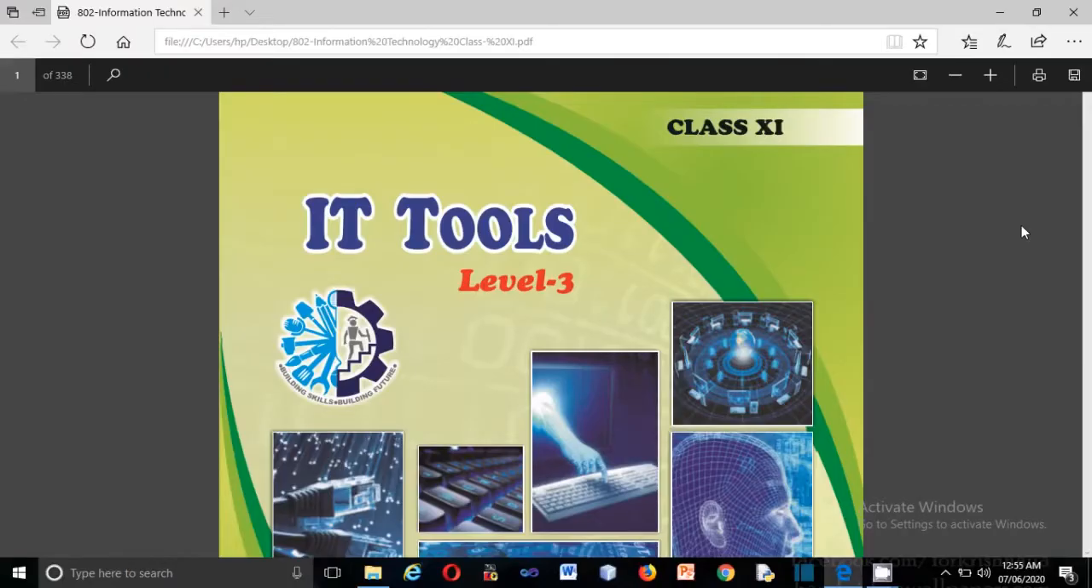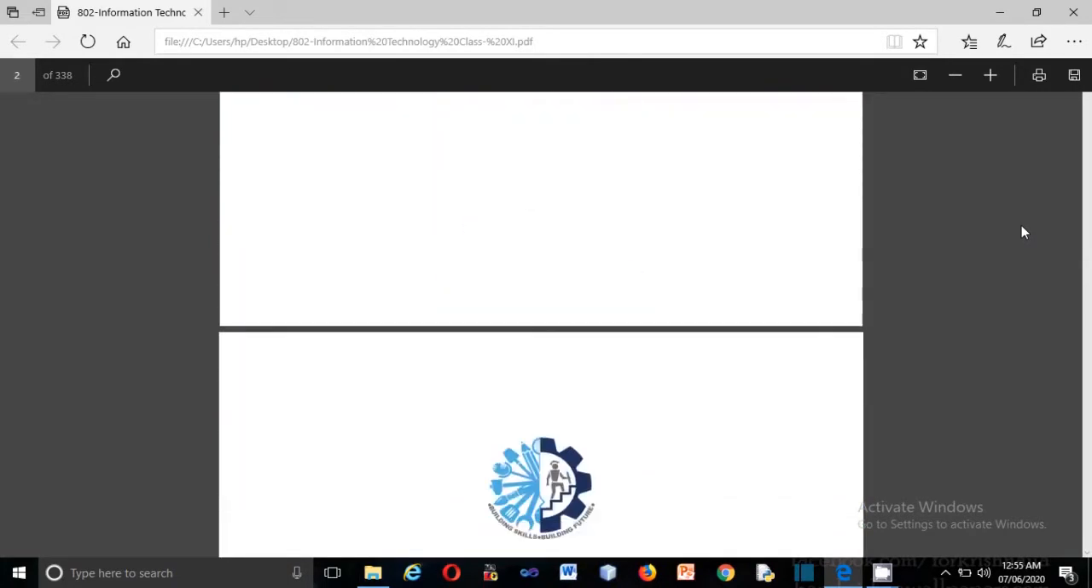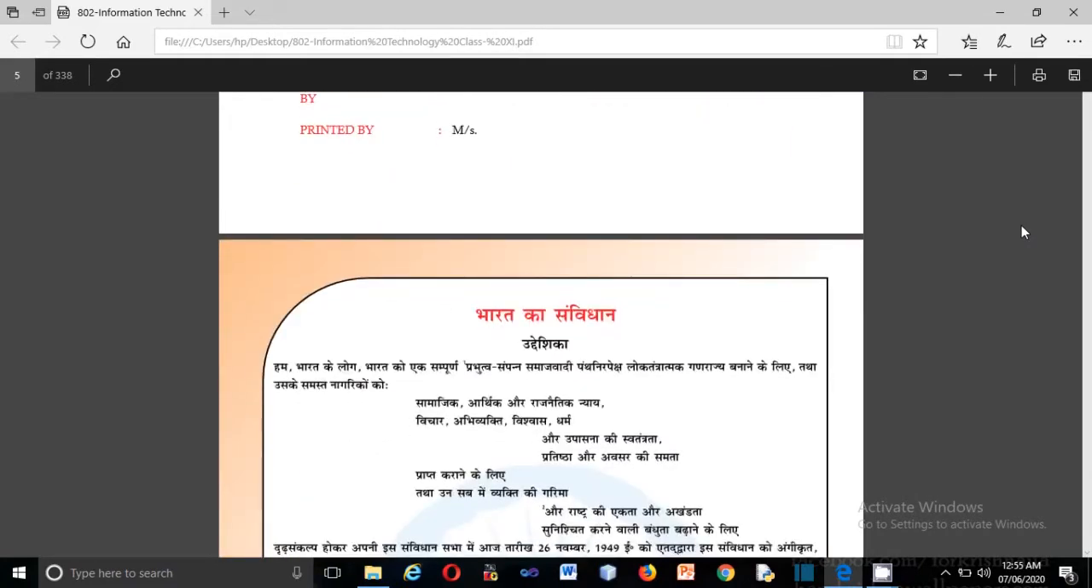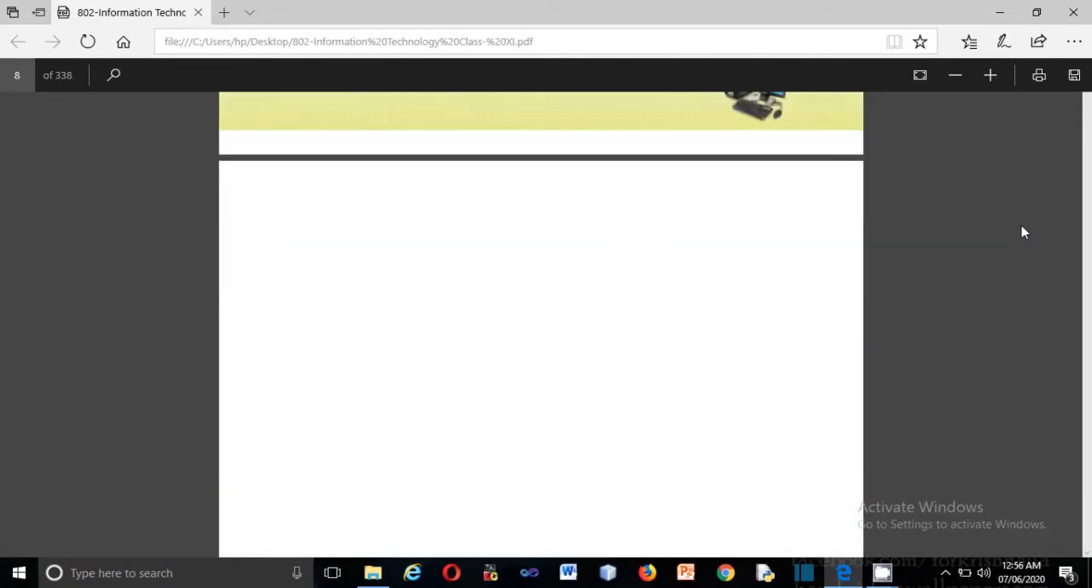So let's begin. So this is our book of class 11 IT tools. From this book we can know about our syllabus and we will learn each and everything from it, and I will share you the link of book in the description below. And here we have the first topic.